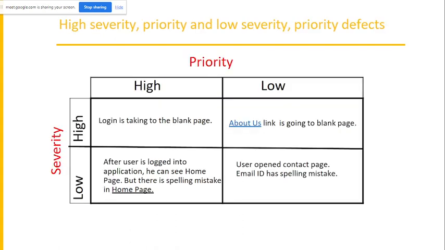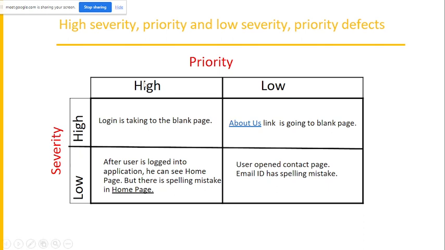So, Pooja, in interviews they ask you, can you give one example for a high severity, high priority bug? High severity, low priority bug. Low severity, high priority bug. Next, low severity, low priority bug. So they can ask for examples. Please notice here, Pooja.